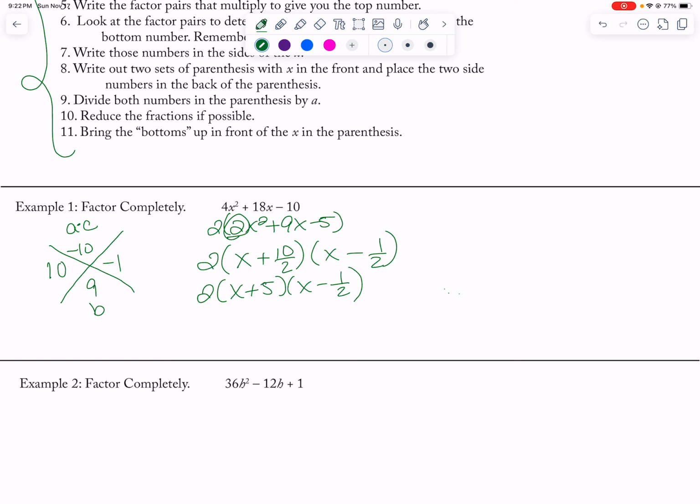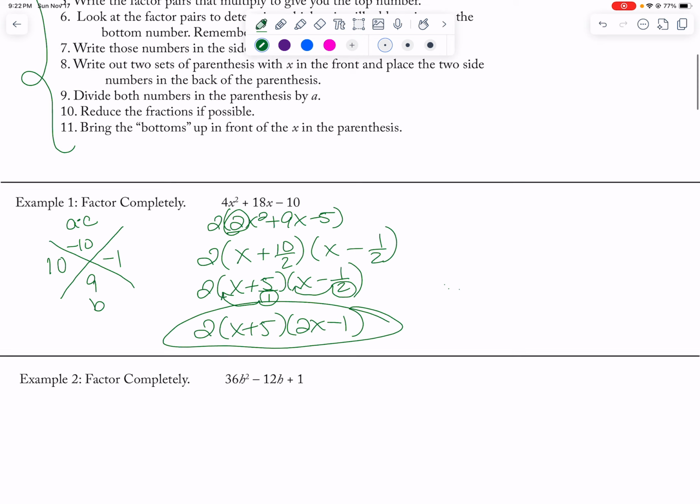And then for this, there's a 1 in the bottom. So we bring what's in the bottom into the top and we multiply, but the 1 doesn't actually do anything. The 2 we bring to the top and that becomes a 2x. So this is 2 times x plus 5 and 2x minus 1. And that's what we call bottoms up.